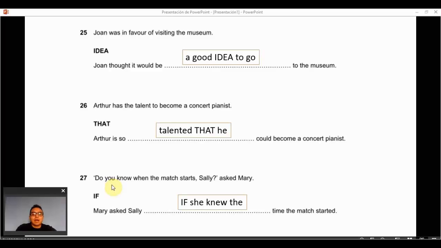The main tips are: a sentence must be completed with between 2 and 5 words. The keyword should always be used and should not be changed. Contractions are taken as 2 words. And finally, answers should be written in capital letters. Thank you.